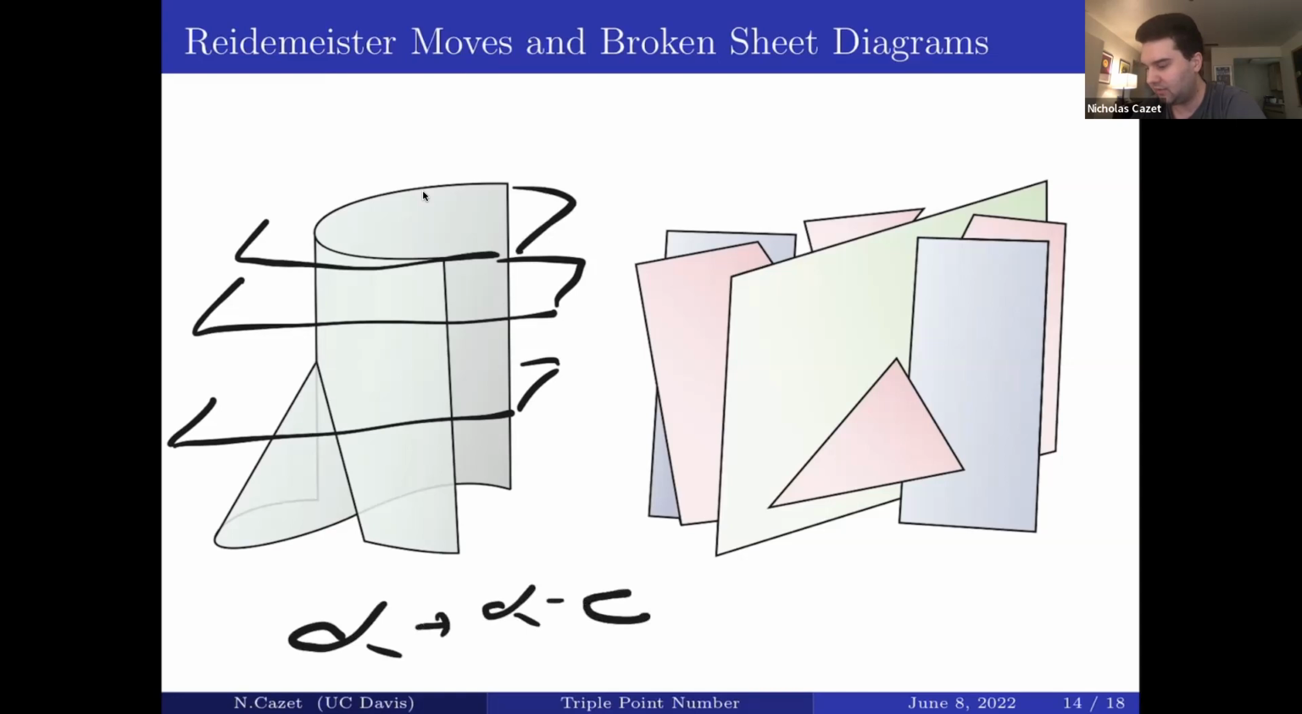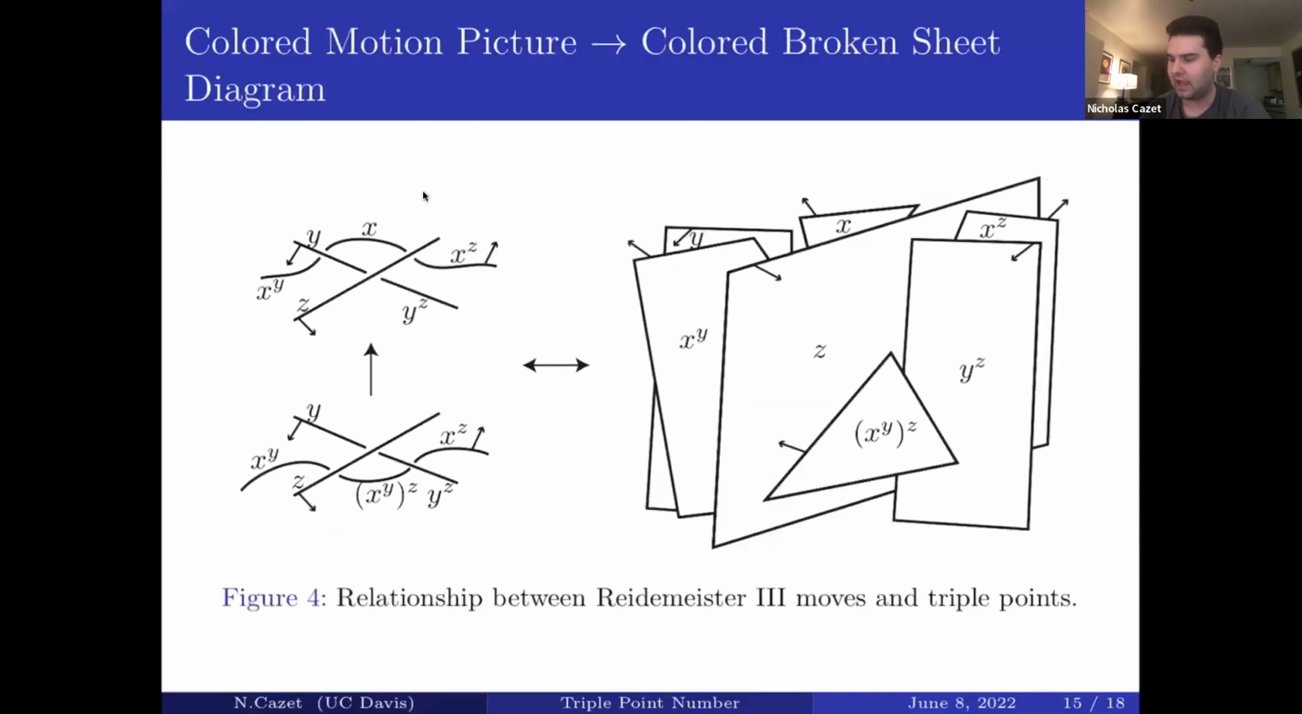And this was that previous slide, what we were seeing there. So that truly is creating a broken sheet diagram that I'm going to analyze. And if I color, these letters are representing the colors. If I color the link diagrams as I go, the sheets that it traces out in the motion picture are going to be colored the same as the arc that represents it in the cross section. So you color the link, this colors the broken sheet diagram, and you can get all the information from the broken sheet diagram by looking at the colored link diagram like I showed you in that picture.